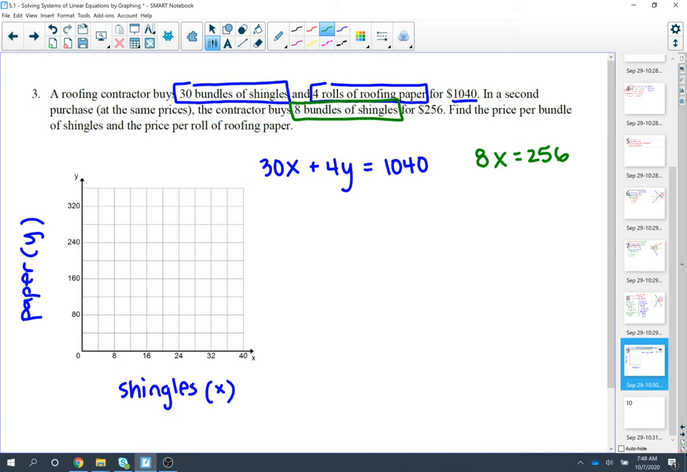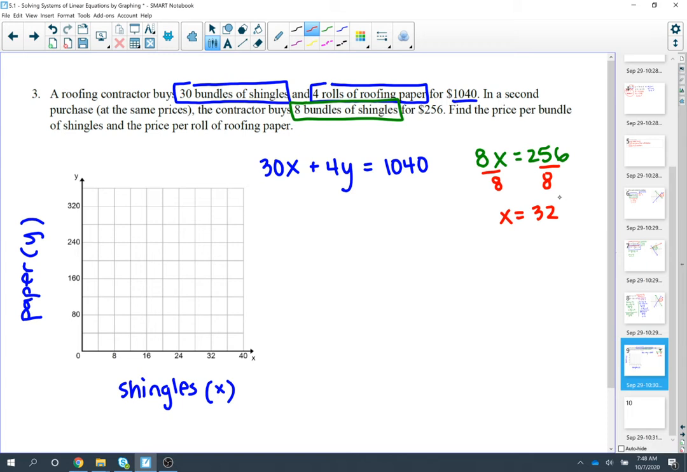We're going to do it by graphing. I'm going to start with what looks like the easier one. We have 8x equals 256. I'm going to solve for x, so I'm going to divide both sides by 8. That's going to give me x equals 32.